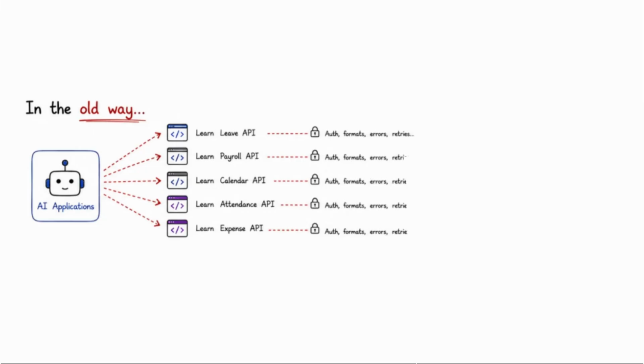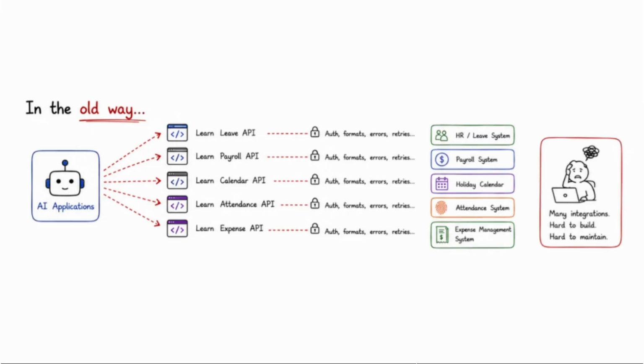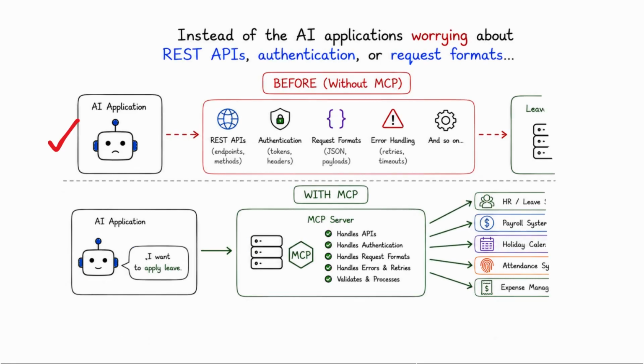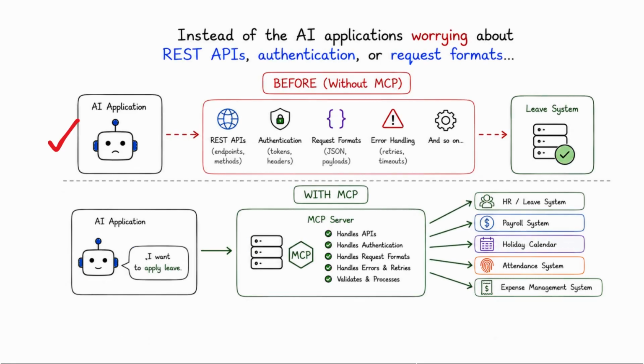Now imagine a different world. Instead of every AI application learning how to communicate with every system individually, every system speaks one common language. That's exactly what MCP provides, a standard way for AI applications to communicate with external tools and services. Instead of the AI application worrying about REST APIs, authentication, or request formats, it simply says, I want to apply leave. Everything else is handled by the MCP server.